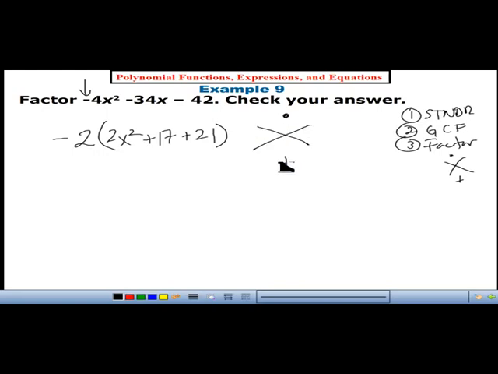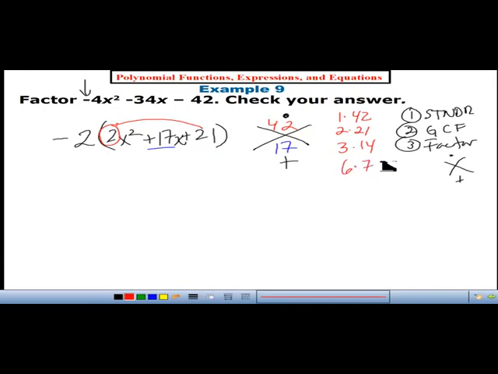Mr. Q, isn't it 17x? Oh, yeah, I did that to see if you were paying attention. 17x. All right. So remember, if it has a leading coefficient, you multiply that, that's 42. 17 goes down here. What two numbers factored give us 42? 1 times 42, 2 times 21, 3 times 14, 6 times 7.